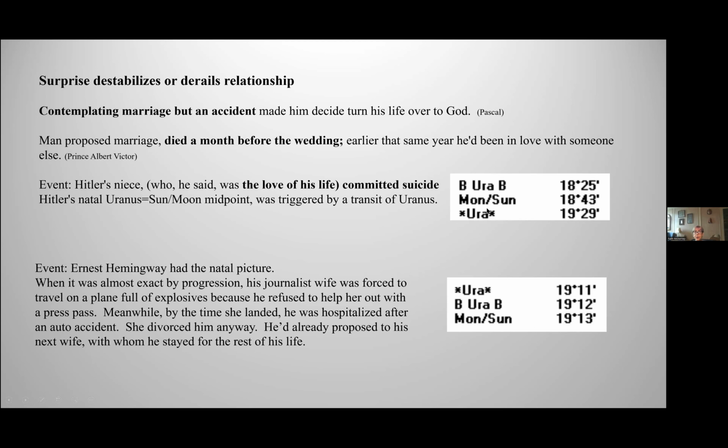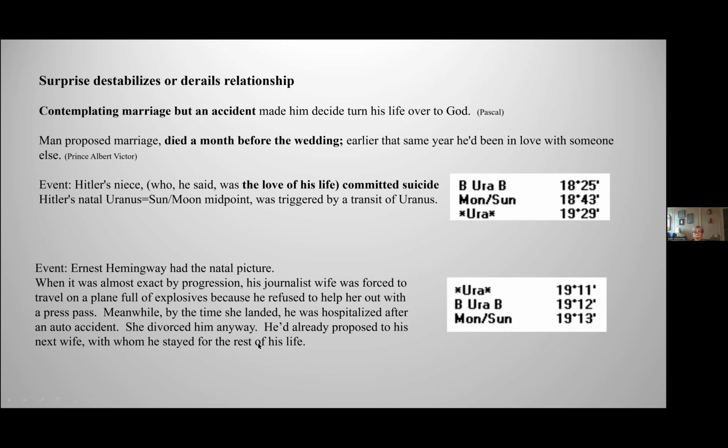Anyway, he had a natal Sun Moon Uranus picture, as you could see, and transiting Uranus was it. So he had Uranus to Uranus by transit and Uranus to Sun Moon by transit.